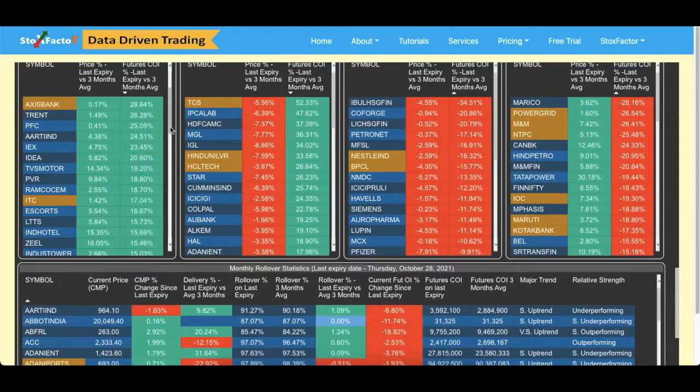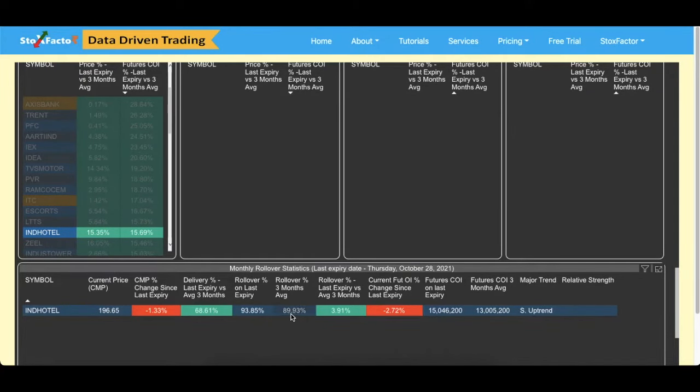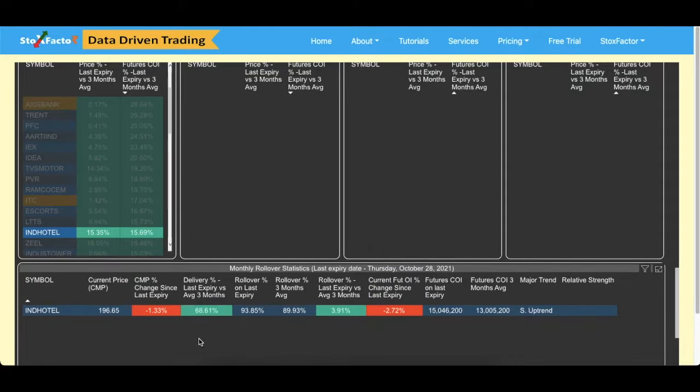So friends, we can discuss a few more stocks. For example, if we focus on Ind Hotel, that is India Hotels, you can see a good change in price as compared to the previous 3 months, and futures OI change. So suppose we select this stock and we see other stats. You can see that the rollover percentage is good. It is above average. Delivery percentage is magnificent, so there was above average buying in this stock last month as compared to the previous 3 months.